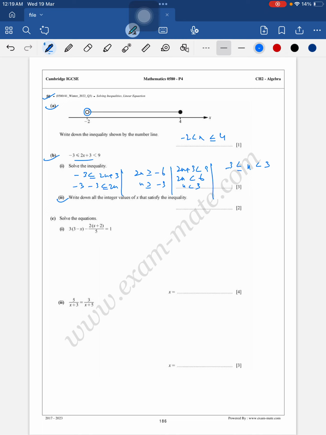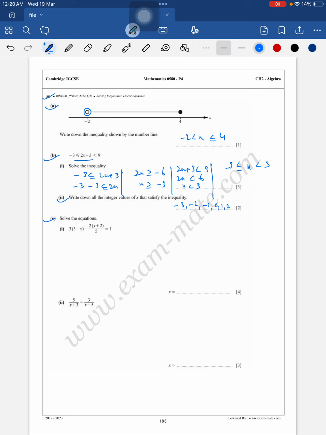Write down all the integer values of x that satisfy the inequality. Greater than or equal to minus 3 means minus 3, minus 2, minus 1, 0, 1, 2. The second 3 will not be included as we don't have an equal sign over here. Right? Part C, solve the equations.